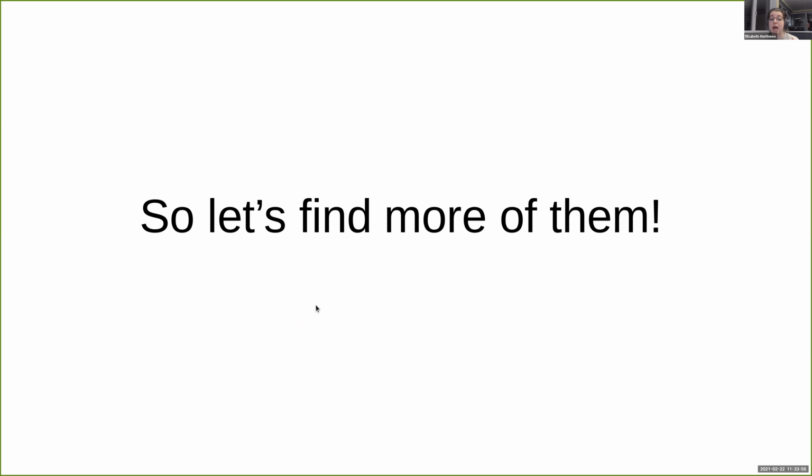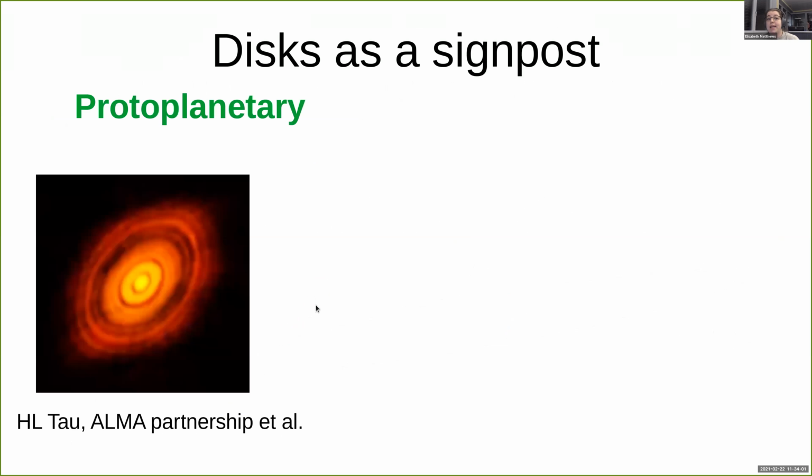So in terms of the characterization, having a mass is really important as well in terms of understanding what we're looking at. Now, one of the main techniques that I've been using to try and do that is using disks as a signpost for where we should be looking for these planets. So many of you may have seen this protoplanetary disk image before. This is one of the first ALMA images that was released, and all of those dark rings that you can see in the disk are believed to be the sites of ongoing planet formation.